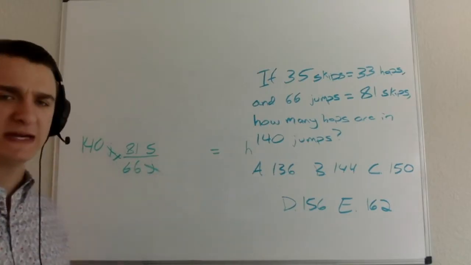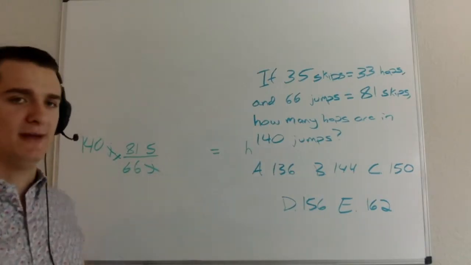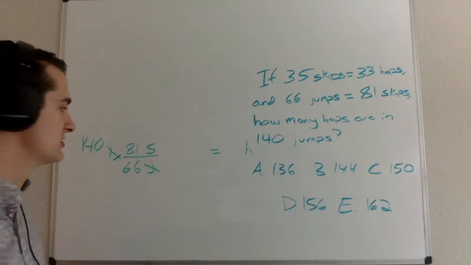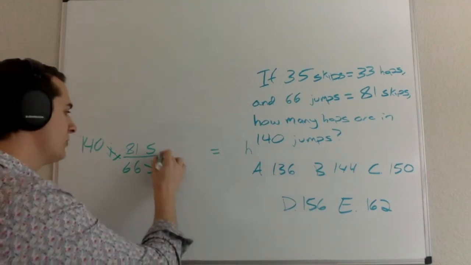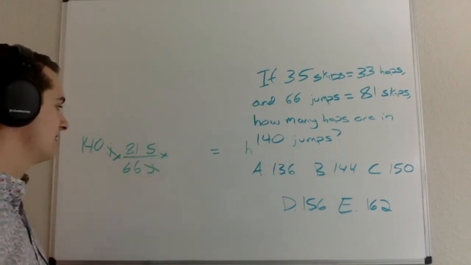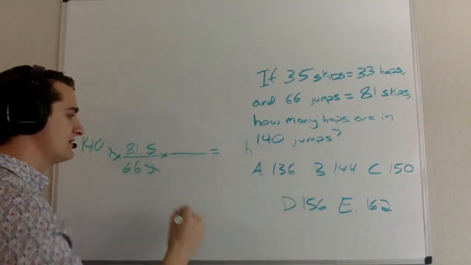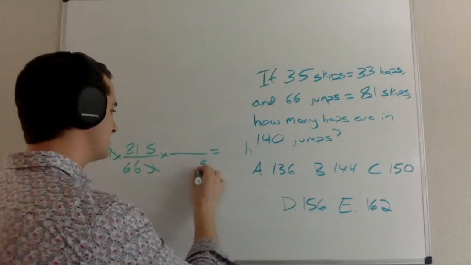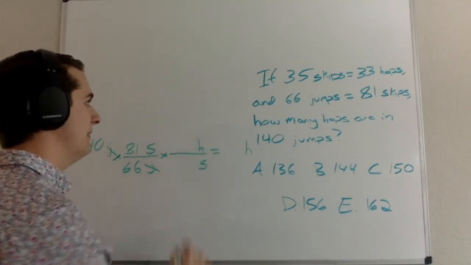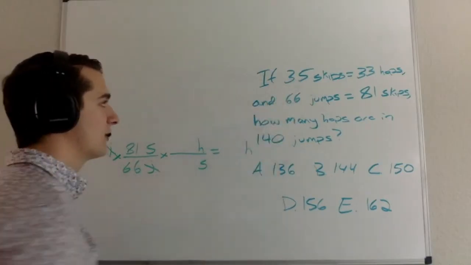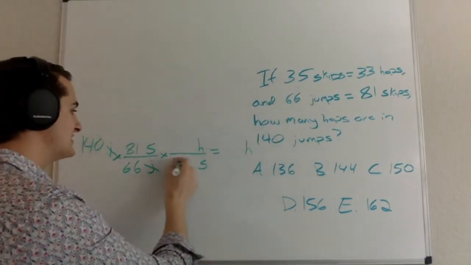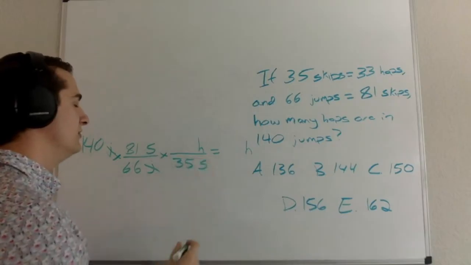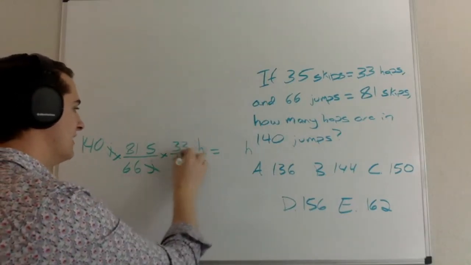And I always want to cancel the units just to prove to myself that the conversion is working out. From here, I've got skips on the top, and I want to get rid of the skips and get into hops. So I'm going to put skips on the bottom and hops on the top. And I know from earlier in the question that 35 skips are equal to 33 hops.